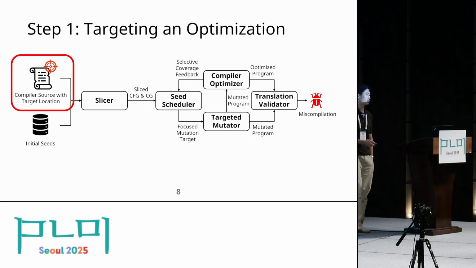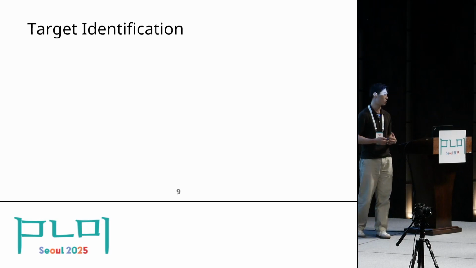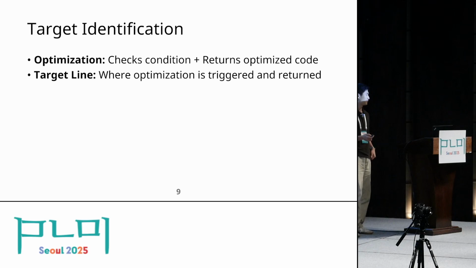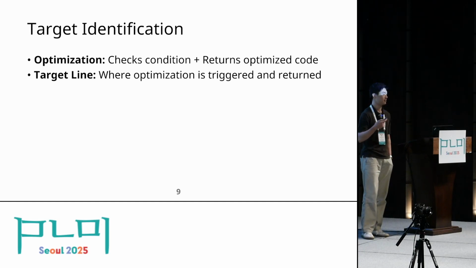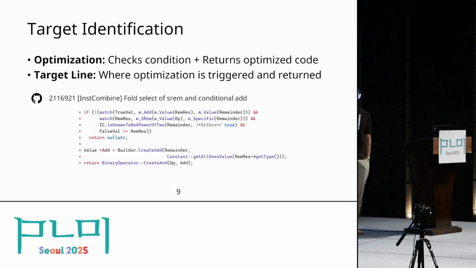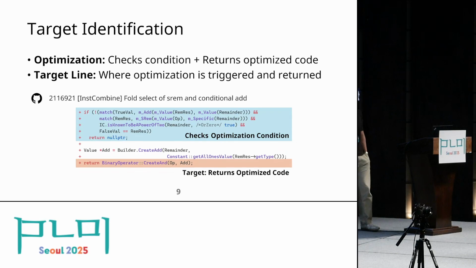So the first step is identifying the target optimization. The target identification process is inspired by our observation that an optimization typically consists of two parts. The first part is checking the optimization condition, and the second part is returning optimized code. And the target line here, because the directed fuzzer's job is to generate an input program that reaches the target, is where the optimization is actually triggered and returned. So for example, if there is an LLVM commit, there will be updated source code. You'll notice there is a part that checks the optimization condition, and there is a part that actually returns optimized code. And this is going to be our target line.